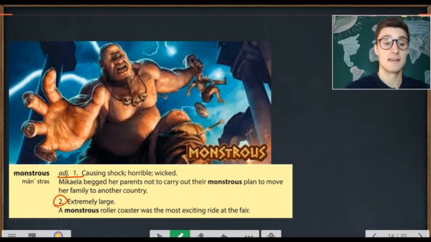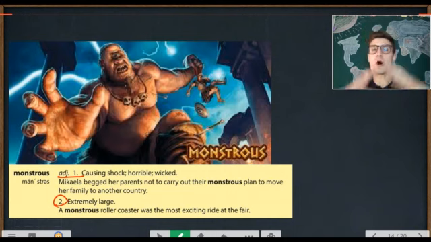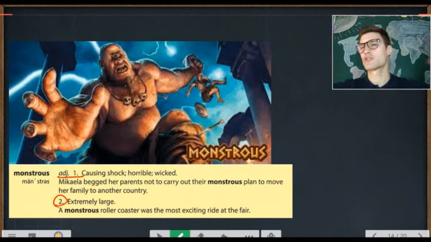The second meaning, this word we use to describe things which are extremely large. Yet again, this guy is monstrous. He's extremely large. A building can be monstrous. A big boat or vessel can be monstrous.